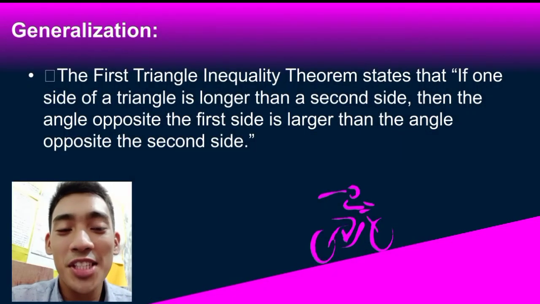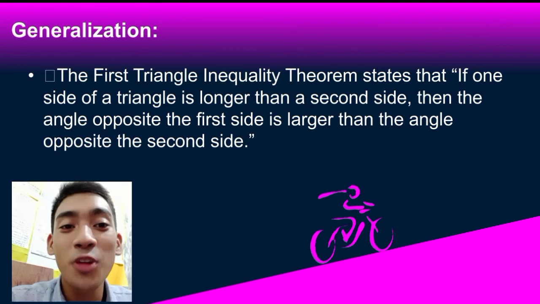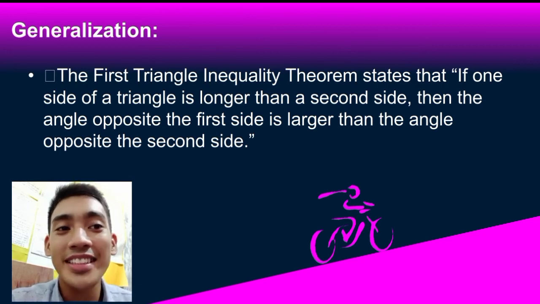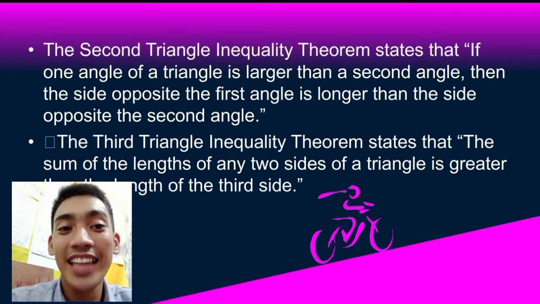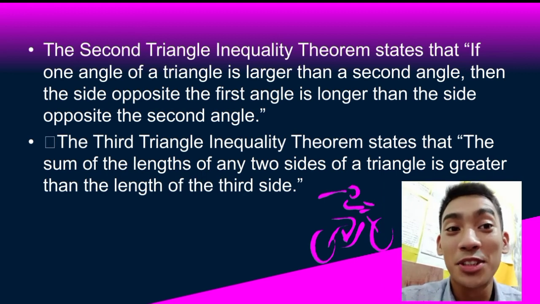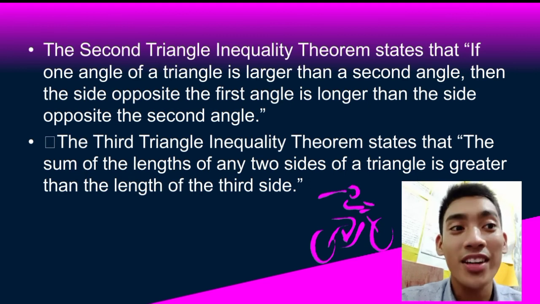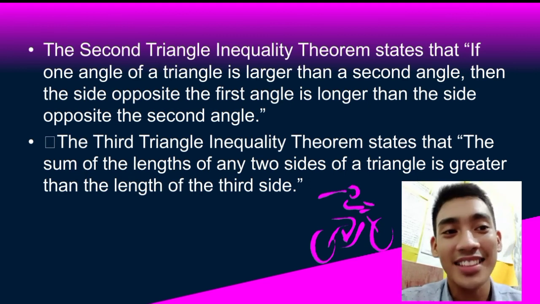For our generalization, these are the important notes to remember. The first triangle inequality theorem states that if one side of a triangle is longer than a second side, then the angle opposite the first side is larger than the angle opposite the second side. Next, the second triangle inequality theorem states that if one angle of a triangle is larger than a second angle, then the side opposite the first angle is longer than the side opposite the second angle.